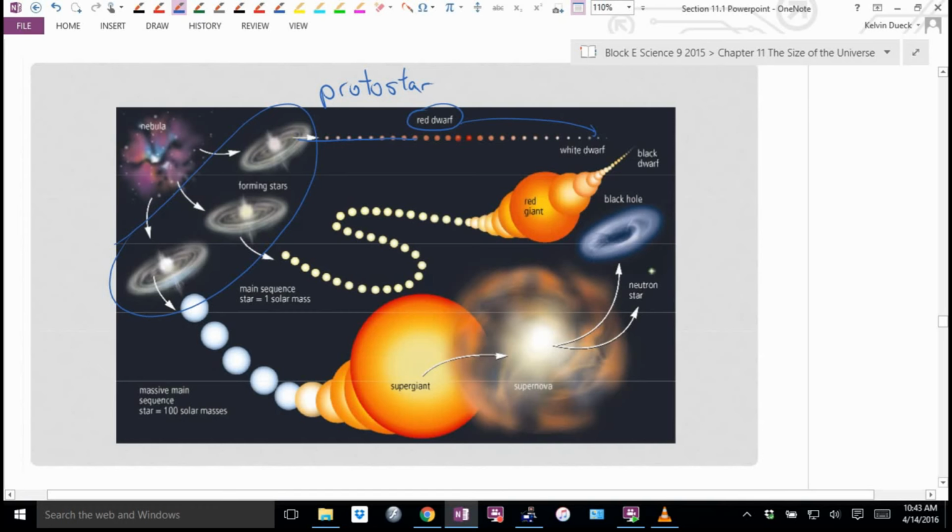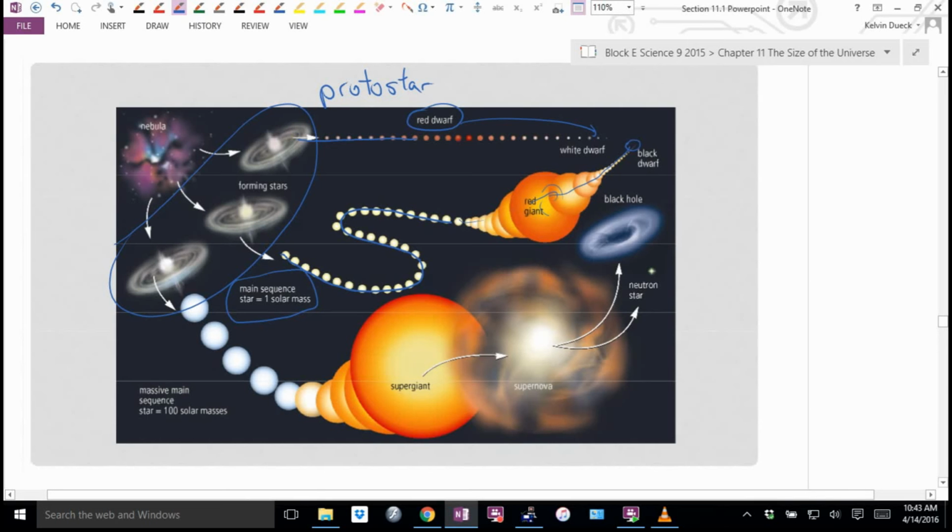Intermediate stars, like our sun, we say a main sequence star, and we say it has a mass of 1 solar mass. Our sun is defined as 1 solar mass. So if a star has 2 solar masses, it's twice as massive as our sun. Josh, you with me? Head up, okay? So in an intermediate star, a main sequence star, you get this long period where the star's just doing its thing. Then it can expand into a red giant and then collapse into a black dwarf.